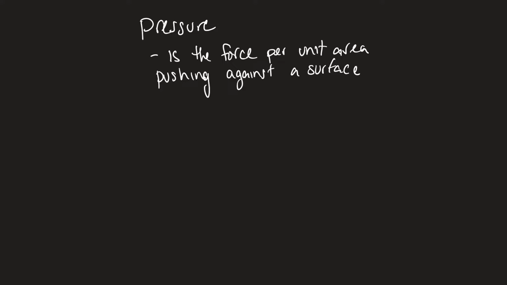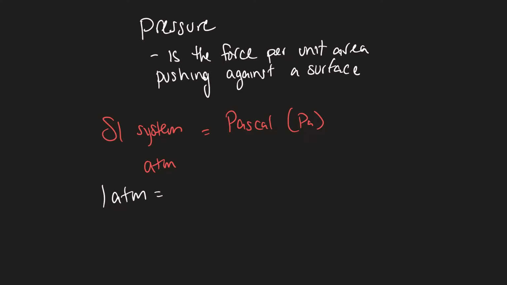For the scientific SI system, the unit of pressure is what we call the pascal, or Pa. But oftentimes in science, we'll use atmospheric pressure, which is simply atm. And 1 atm is equal to 14.7 psi, a unit many of you may be more familiar with. PSI is pounds per square inch.